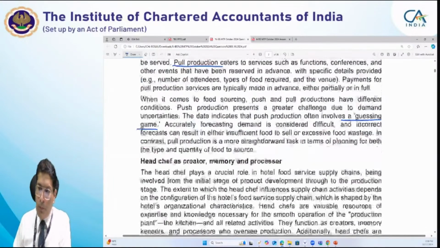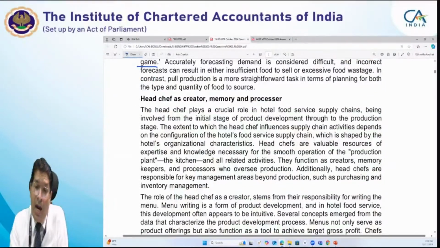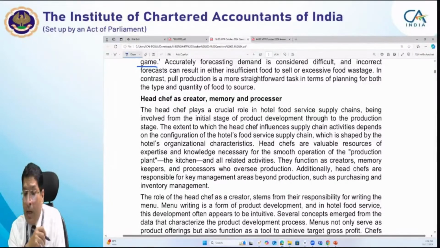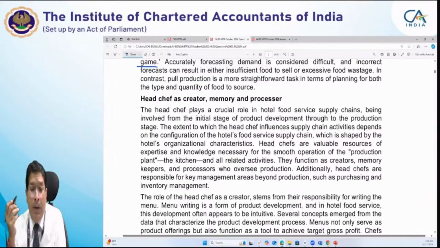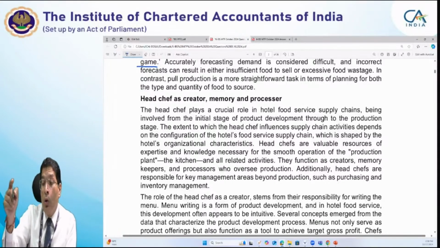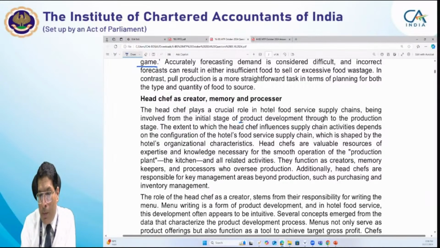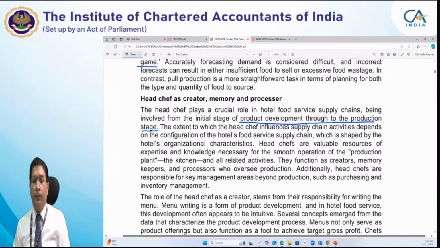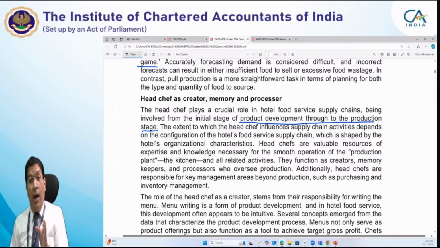Now, head chef. Head chef as creator, memory, and processor. The head chef plays a crucial role in hotel food service supply chains, being involved in the initial stage of product development through to the production stage. Okay. Head chef plays a crucial role in product development.